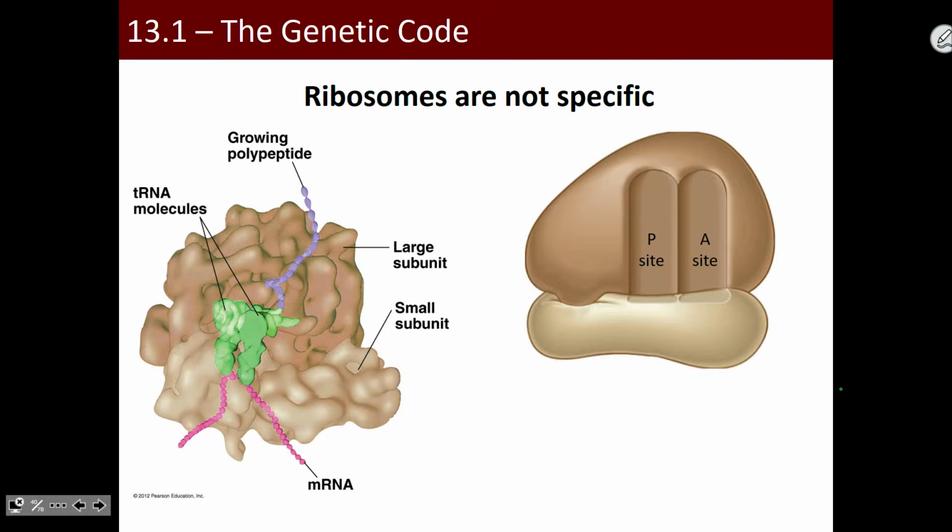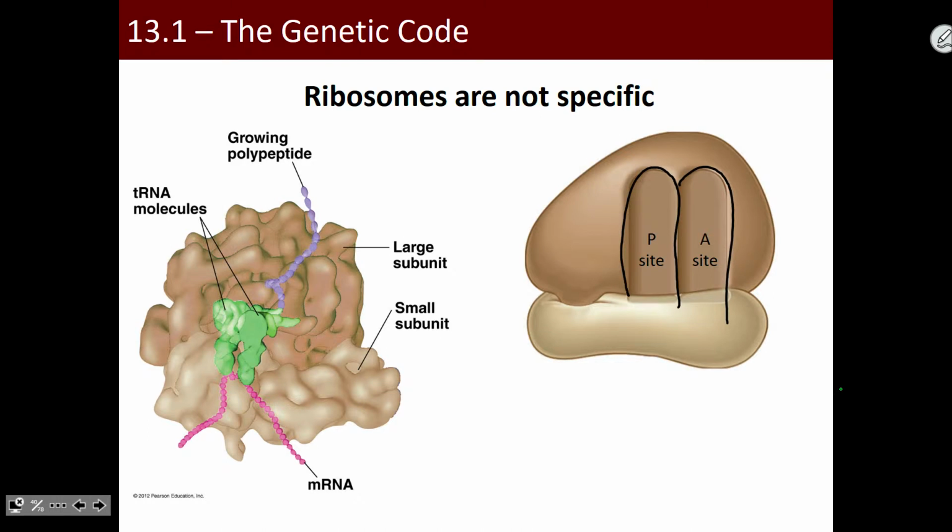The first thing that we want to say about ribosomes is that ribosomes are not specific. So we have the large ribosomal subunit and the small ribosomal subunit, and they are completely generic. All of the ribosomes do the same thing. They don't interact with only certain molecules. They just are generic and they work.